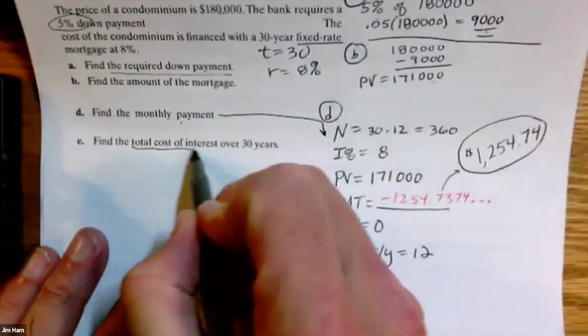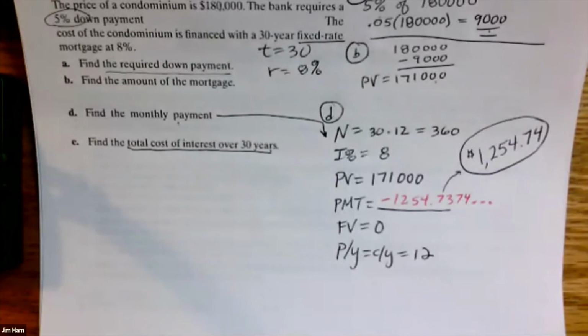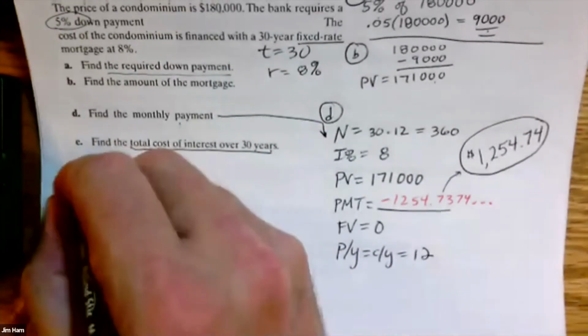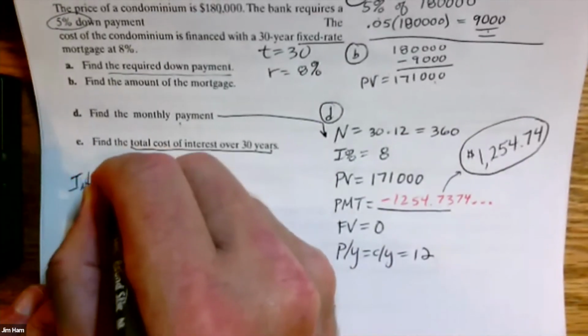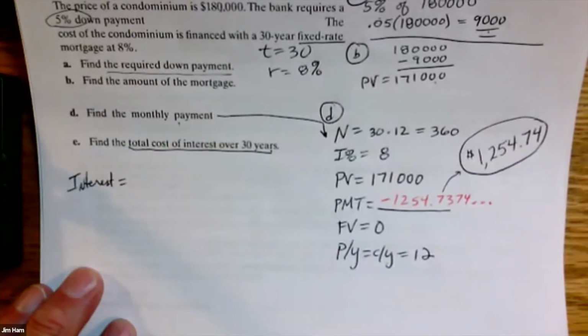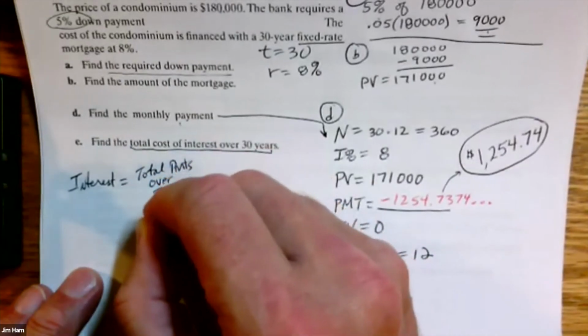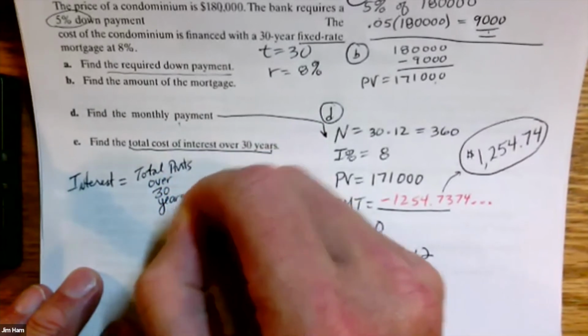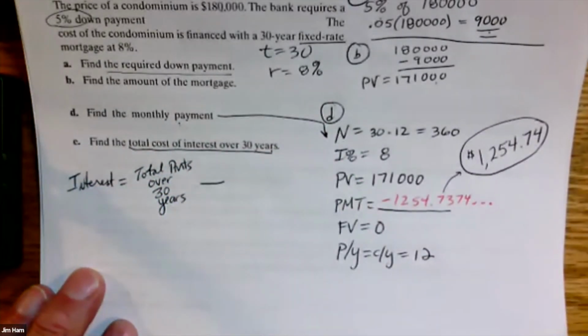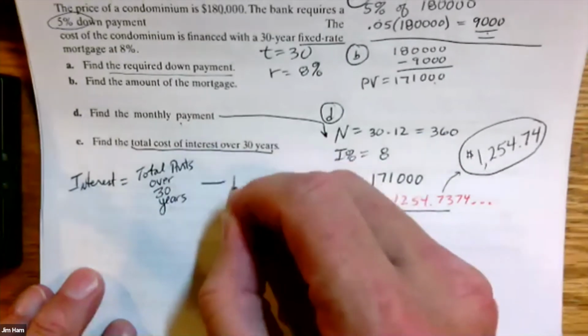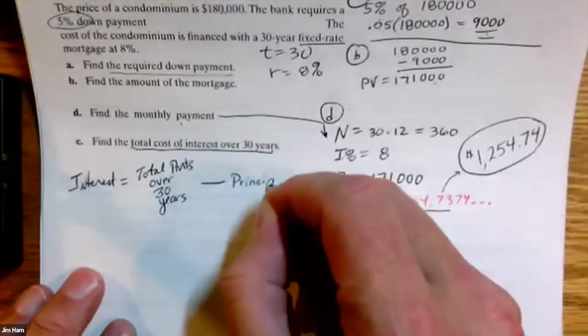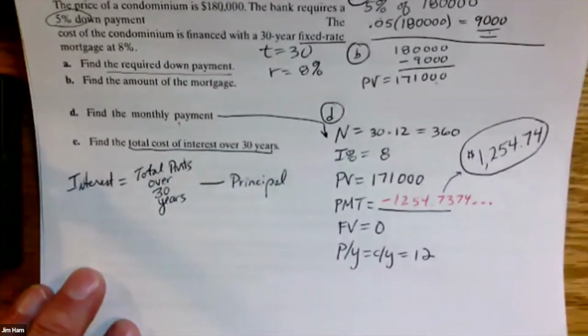Okay, total cost of the interest. We've done this 3 times already, and it's always the same. The interest equals the total payments. This time it's over 30 years. And then we subtract the principal, and that was the original amount of the loan. It's always how much interest were you charged on the loan.